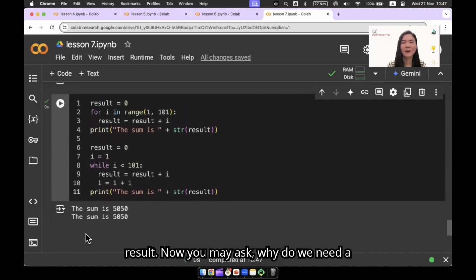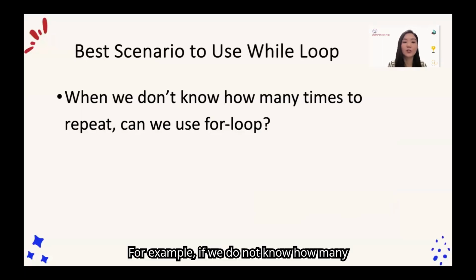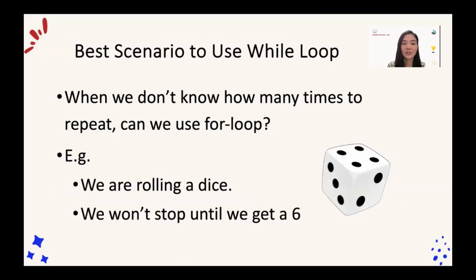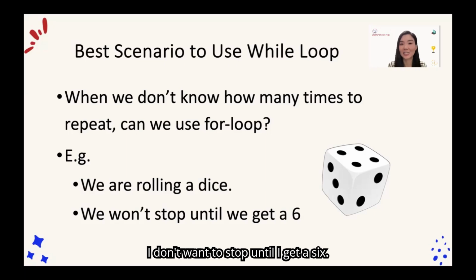Now you may ask, why do we need a while loop? It's more complicated than a for loop. There are certain scenarios where we can only use a while loop. We can't use a for loop. For example, if we do not know how many times we're going to repeat, we are not able to use a for loop. Scenario like we are rolling a dice. I don't want to stop until I get a 6. So how many times am I going to roll? I don't know. So there's no way to use a for loop. We have to use a while loop.